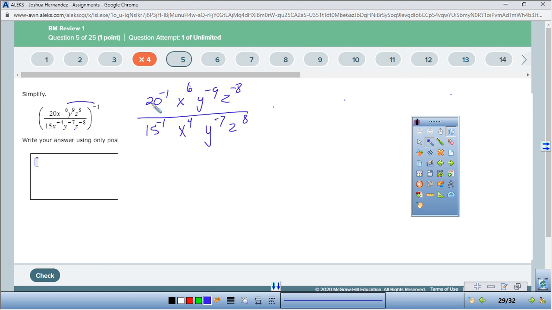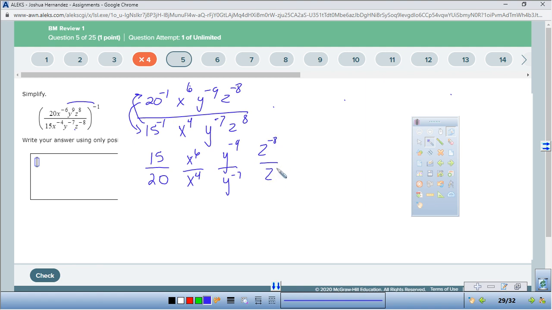Now, remember what we said? I said, yesterday, when you have a negative exponent, something happens there. When this is a negative exponent, it's going to go to the other side. And when they go to the opposite side of the fraction, they become positive. So this becomes a 15 on top, and a 20 comes to the bottom. I'm going to break these up, guys. I'm going to go x to the 6 with x to the 4th. Here we're going to have y to the -9 and y to the -7. We have z to the -8 and then z to an 8.